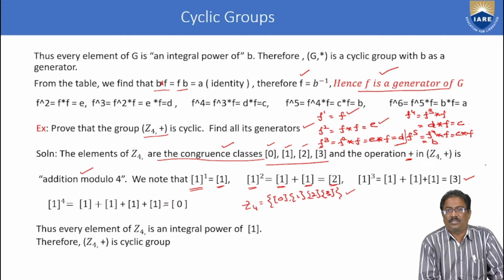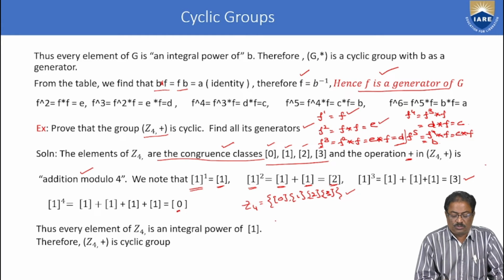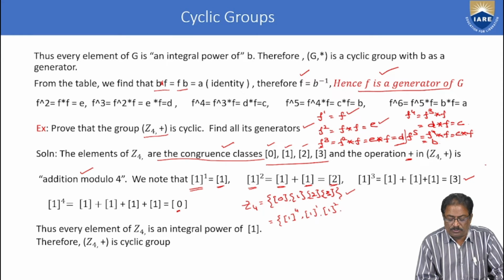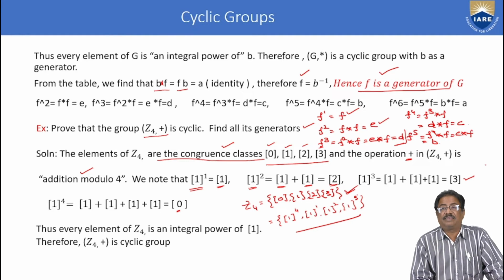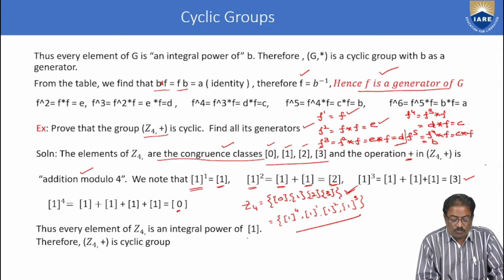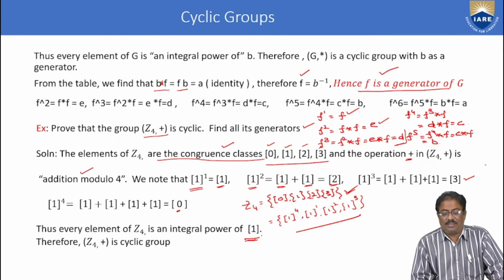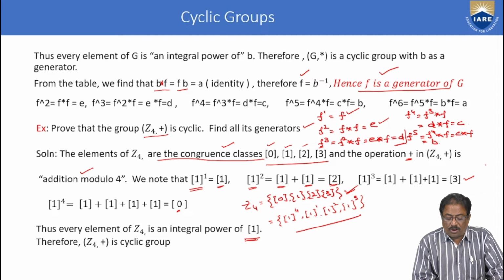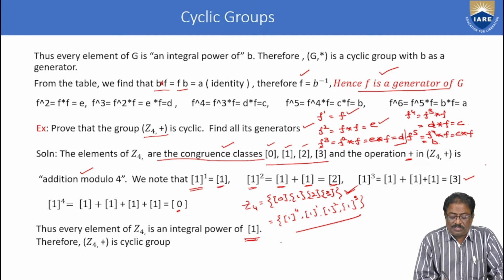That equals 4, and under addition modulo 4, 4 minus 4 is 0. So I represent 0 as 1 power 4, 1 as power 1, 2 as power 2, and 3 as power 3. So we can say that this is a cyclic group where 1 is the generator. Now we have to find the other generator.